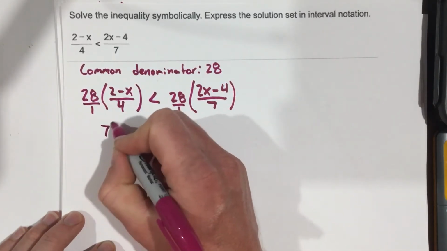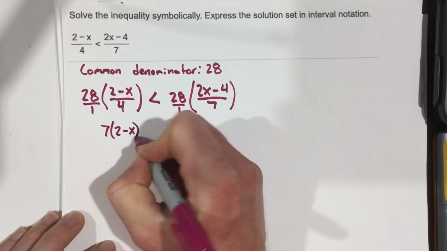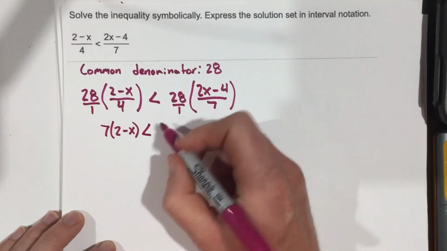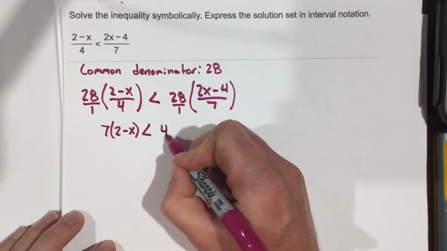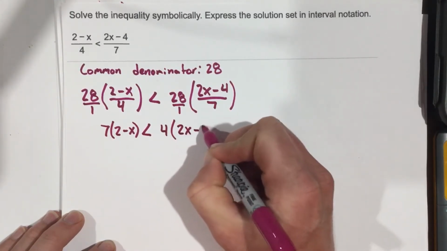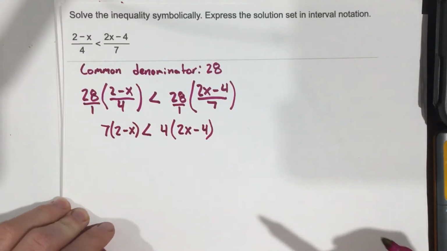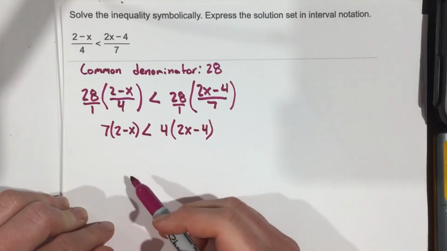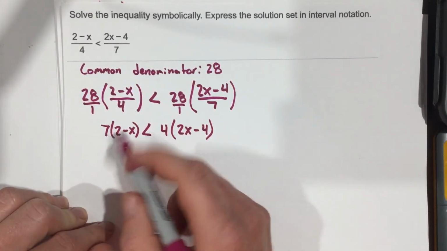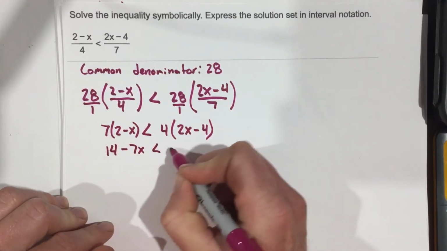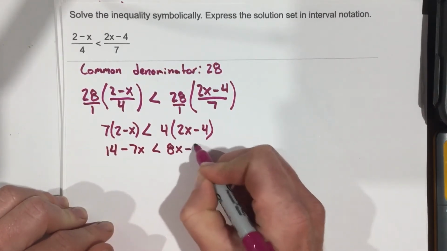So it's really 7 times (2 minus x), less than, and when we have 28 over 7 here, we end up with 4. So 4, parentheses, 2x minus 4. So that's why we multiply by the common denominator, because it cancels out the fractions for both sides. This gives you 14 minus 7x less than 8x minus 16.